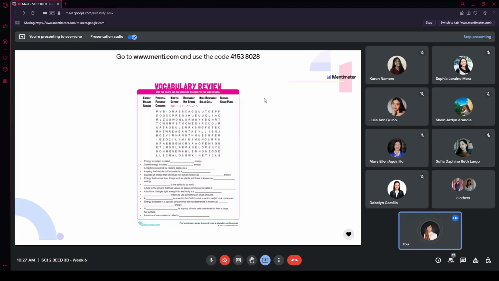They could do a vocabulary review or a word search, and then using the answers that they have picked in the word search, they would have to use that to fill out the blanks on the second part of the vocabulary review. So energy in motion is called, so that's kinetic energy. Stored energy is called, so that's potential. So all those kind of, I would say, simpler discussion.